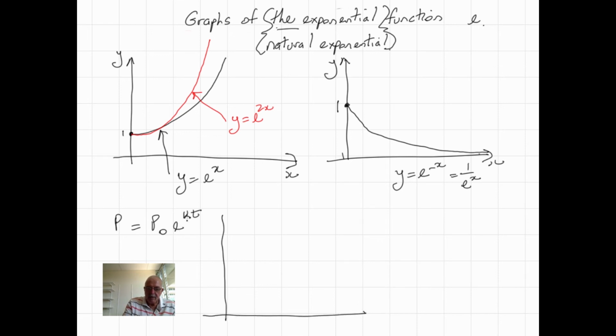If t is equal to 0, so here's my t, and here is my P. If t is equal to 0, it doesn't matter what value k is, 0 times that will be 0, so e to the power of 0 is 1. So when t is equal to 0, e to the power of 0 will be 1. And then you've just got to multiply 1 times P0. So it's actually going to start at that point there. And it's going to increase, a nice steep curve going up like that. So that's the graph of P equals P0 e to the kt.